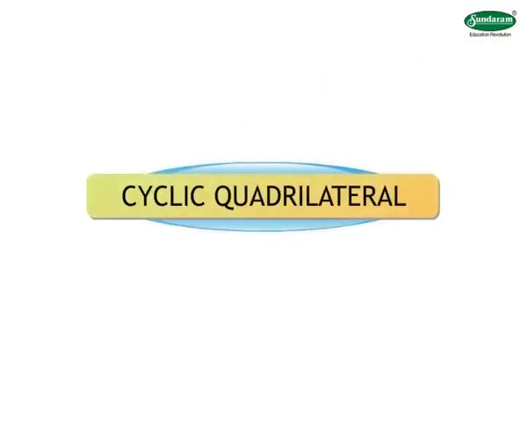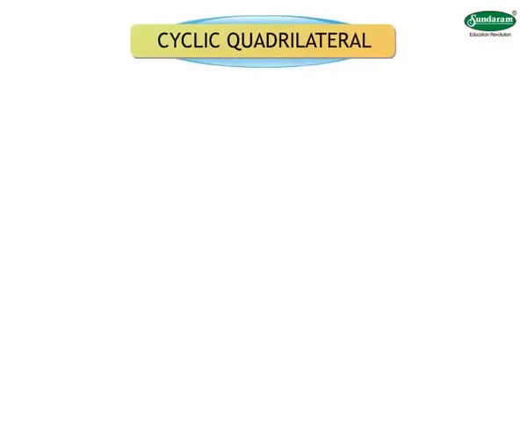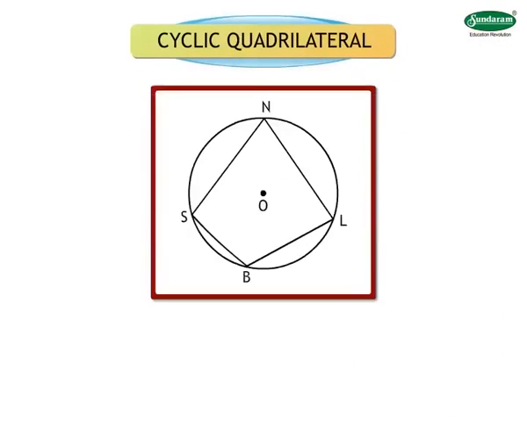Now we shall learn what we mean by a cyclic quadrilateral. Let us consider the figure on the screen. As you see, the vertices of a quadrilateral B, S, N and L are on the circle. Such a quadrilateral is called a cyclic quadrilateral. In other words, a quadrilateral is said to be cyclic if all its four vertices lie on a circle.